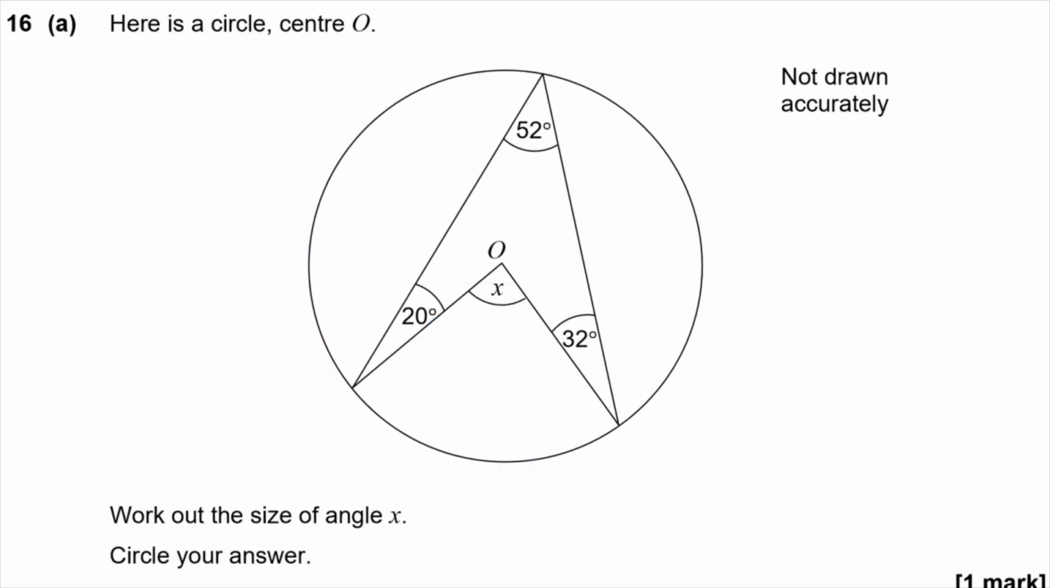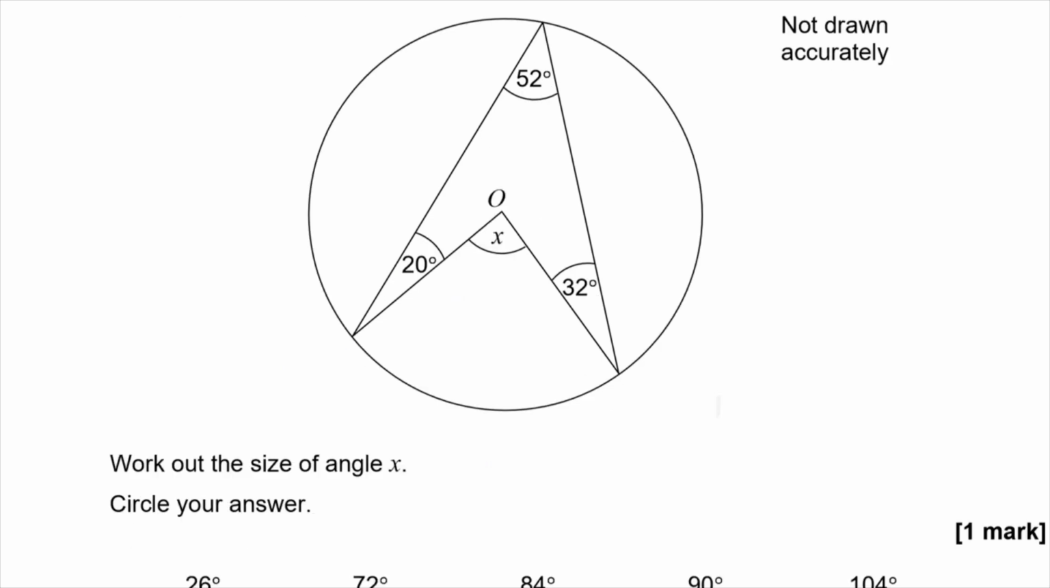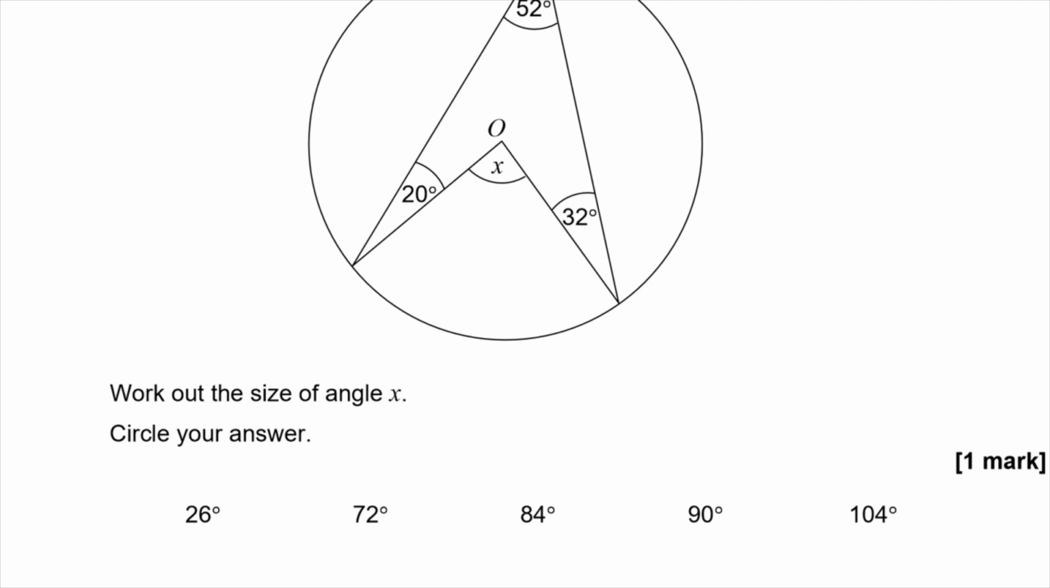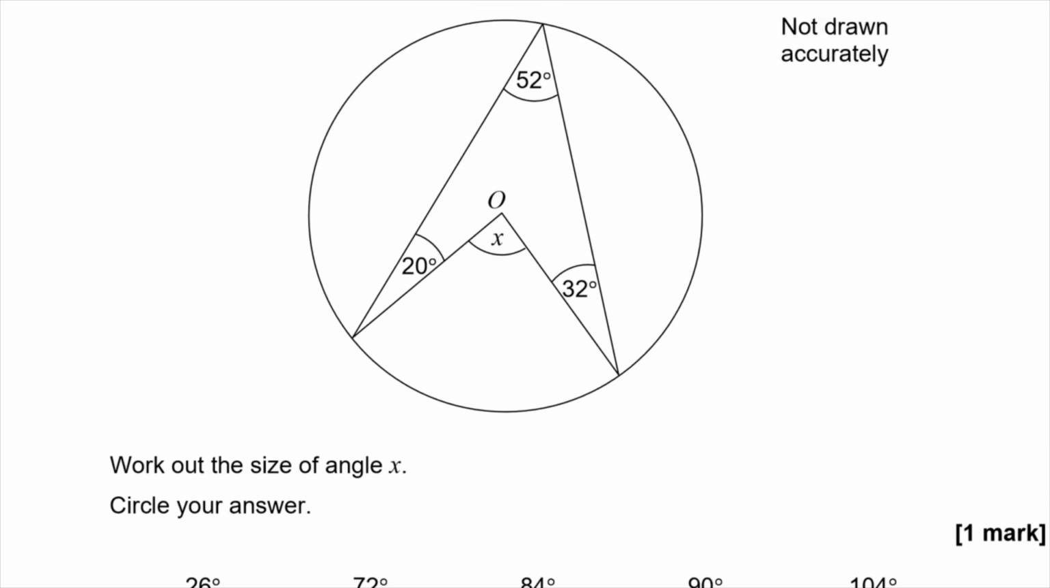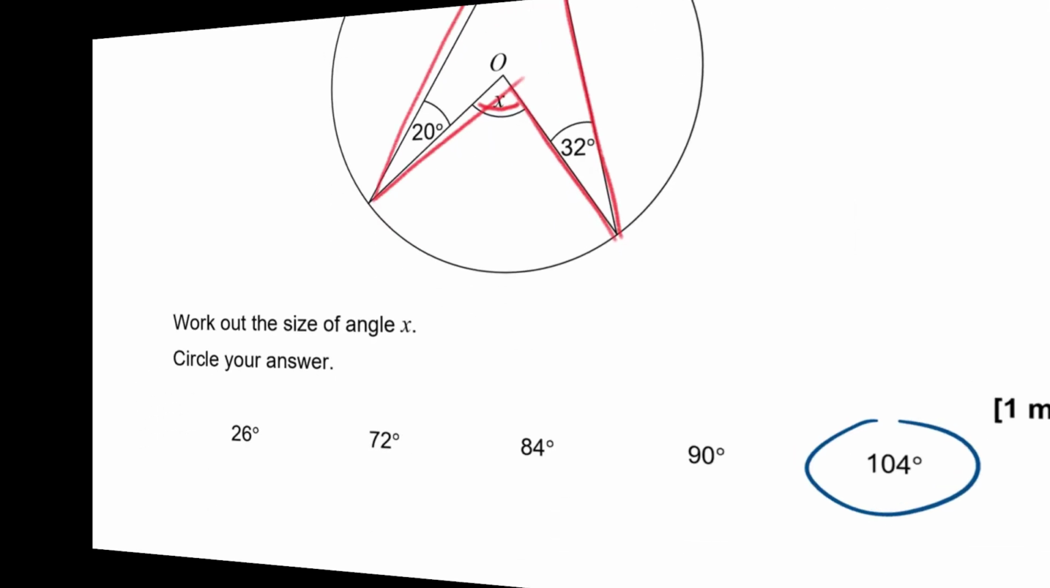Question 16a, here is a circle centre O. Work out the size of angle X, and I've got various choices here to pick from. Now you'll see that angle X lies in the centre, and it's subtended from the same two points as this angle up here, so it must be twice as big. So it's going to be 2 lots of 52. 2 lots of 52 is 104. So the correct answer is 104.